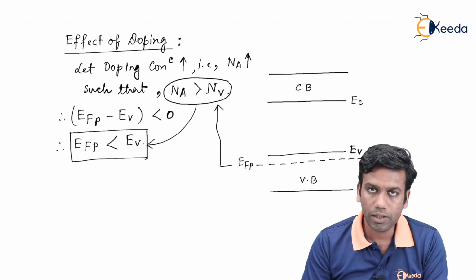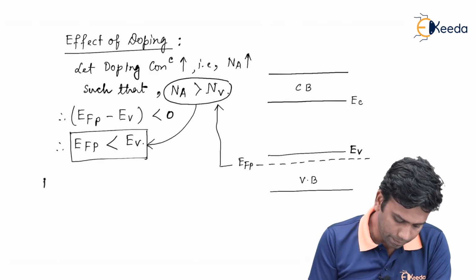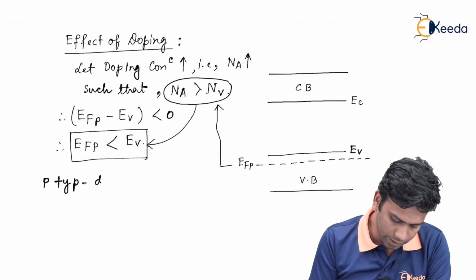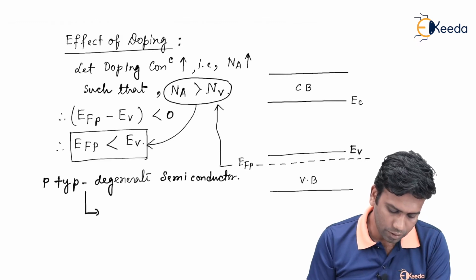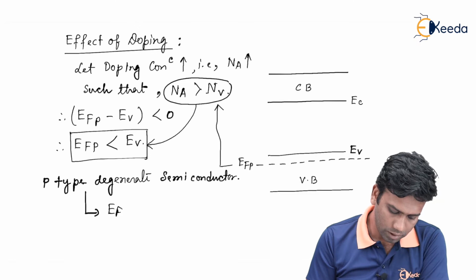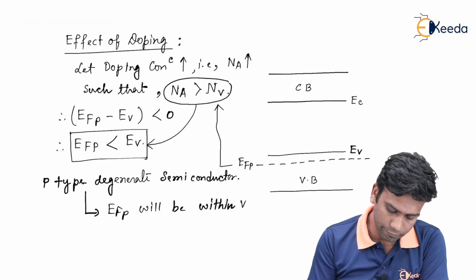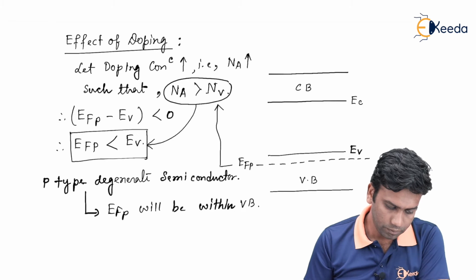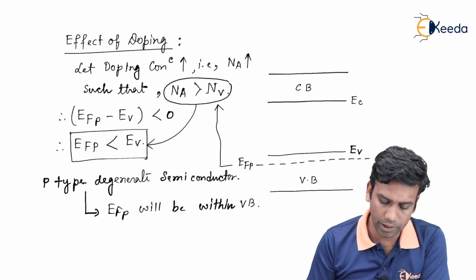and this type of semiconductor where the Fermi level is within the valence band is called the p-type degenerate semiconductor. So, in this p-type degenerate semiconductor, EFP will be within the valence band. That means the conductivity of this semiconductor has now been increased.